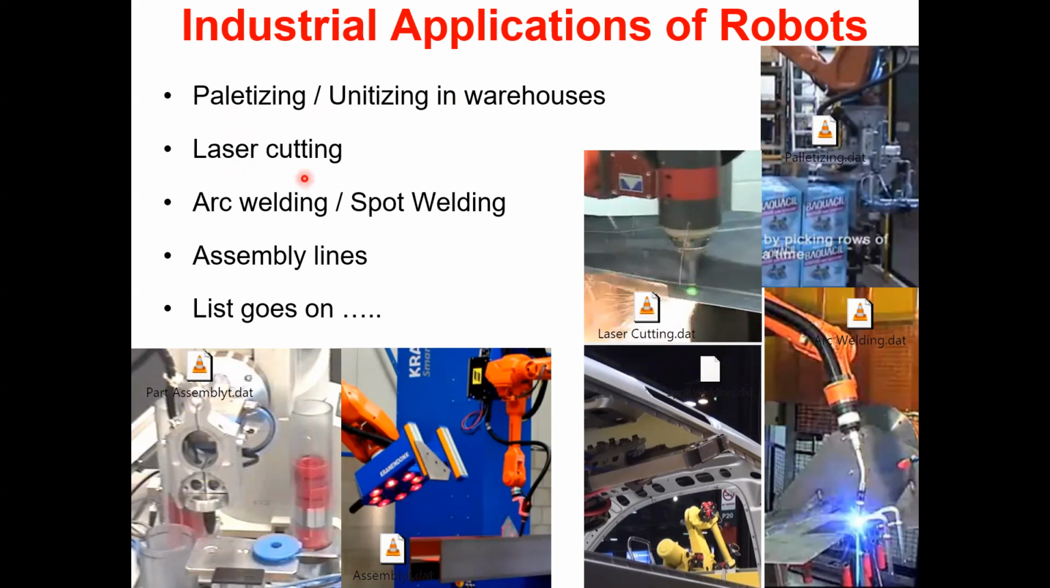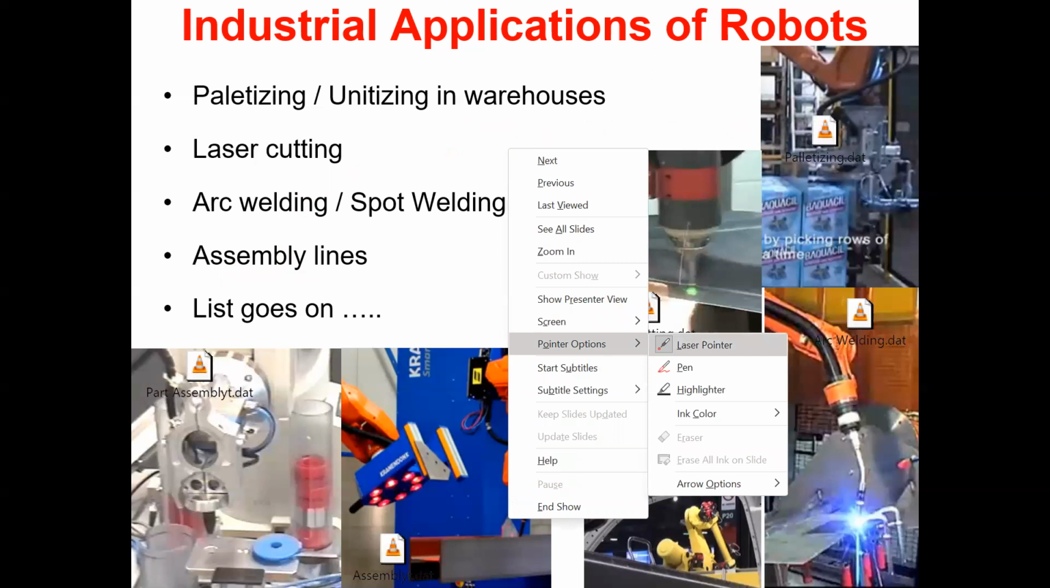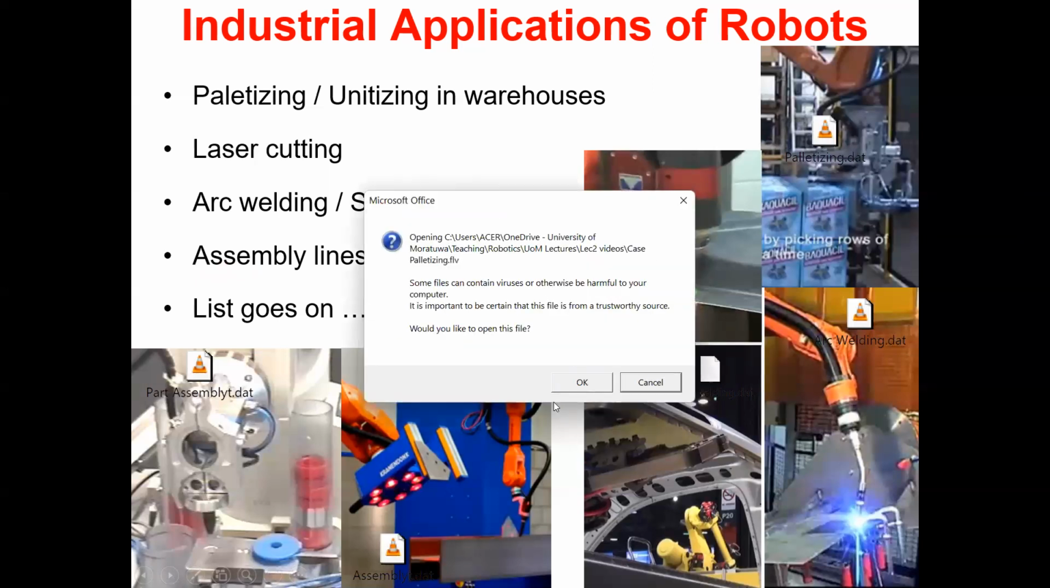And we use robots for laser cutting. We use robots for arc welding and spot welding and different types of welding. We use robots for assembly lines, and there's a long list. So let me show you some of these applications. The first one is, let's say, take this one. This is palletizing.